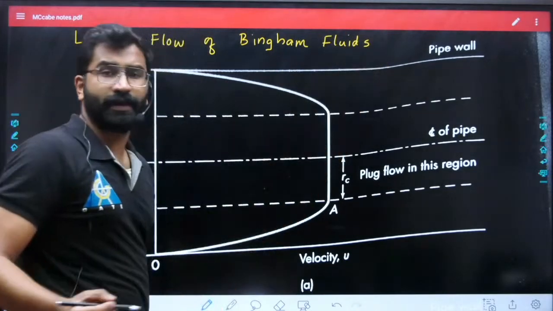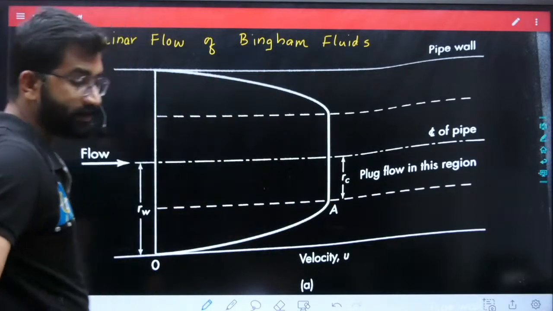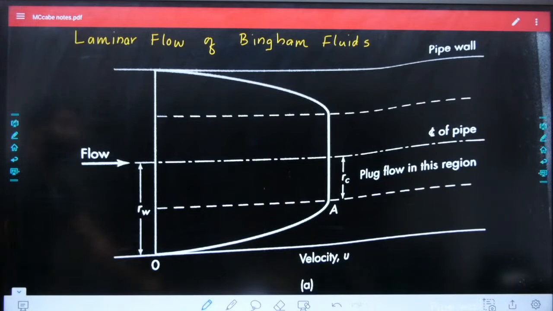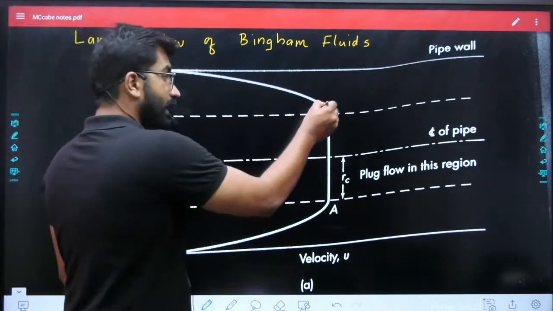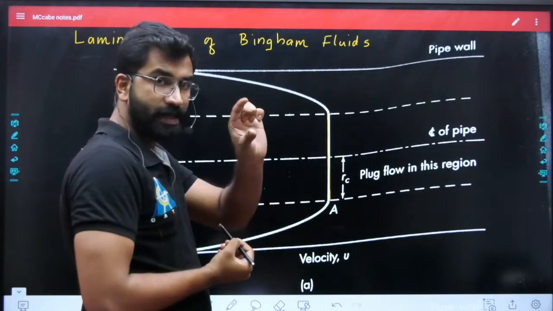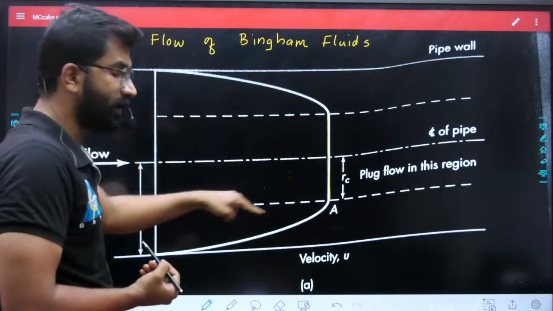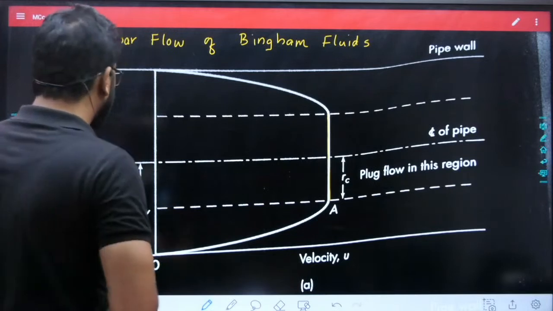Whatever we normally discuss in GATE is laminar flow of Newtonian fluid. Now this is laminar flow of non-Newtonian fluid, which is Bingham. In this, you can see you have a plug flow at the center, up to a distance of RC radius, then you have a parabolic relation.